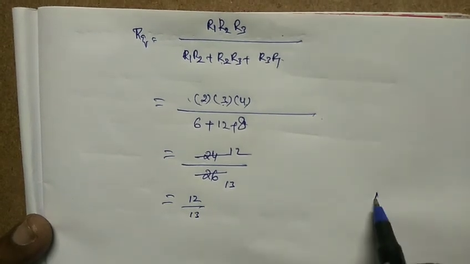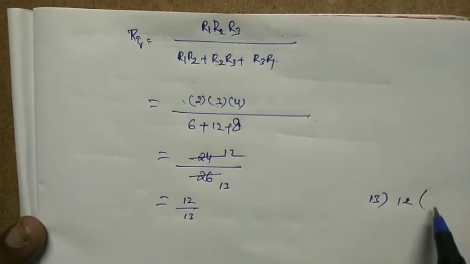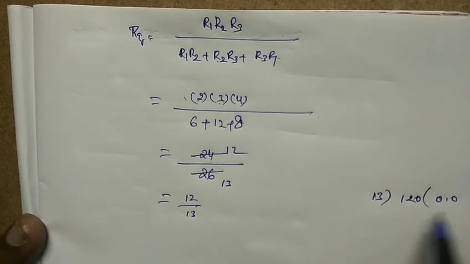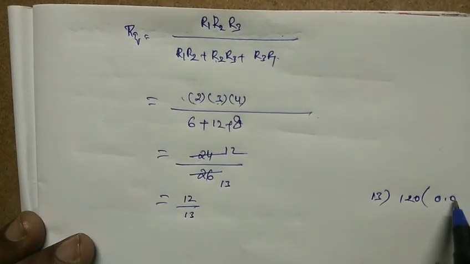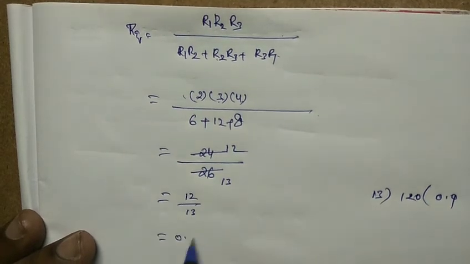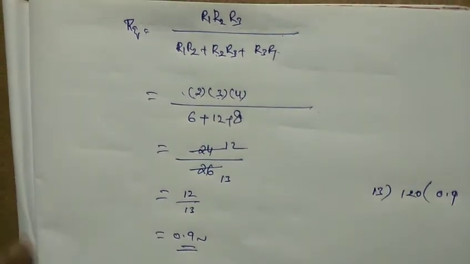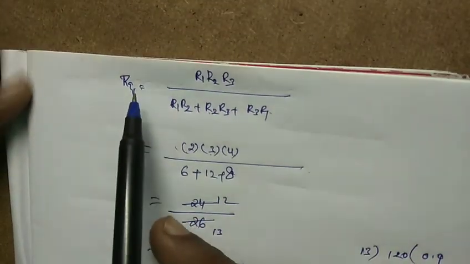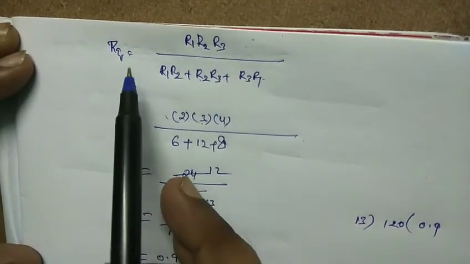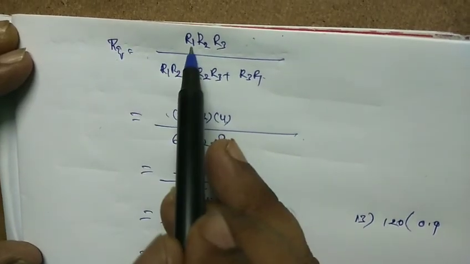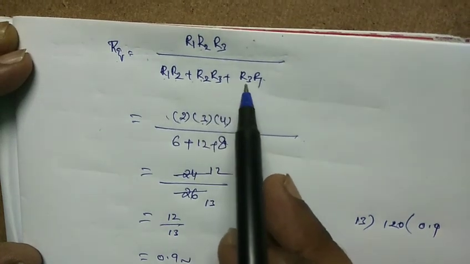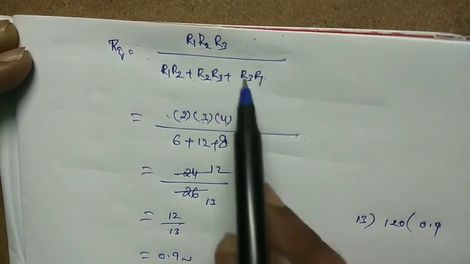So approximately how much here? 12 by 13, so 0. we can get. 9 3s are 27, 9 1s are 9, 10, 11. So 0.9 ohms respectively. Clear? Understand? So if there are three resistances in parallel, we get the formula R equivalent equals R1 R2 R3 by R1 R2 plus R2 R3 plus R3 R1. Some more examples we can see for the parallel combination.